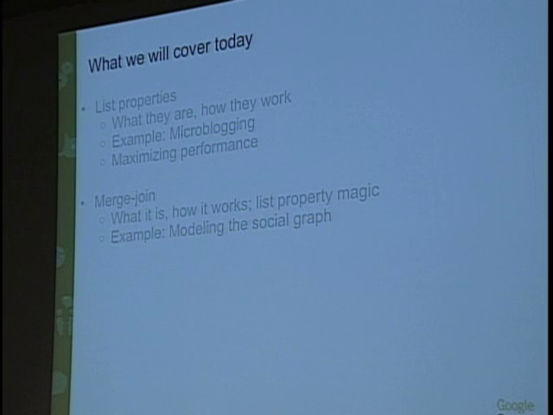And the second thing we're going to talk about is merge join. What it is, how it works, and we'll show you some magic that you can do with list properties. We're going to do this in the context of modeling the social graph, so the friends that I have and where they live.